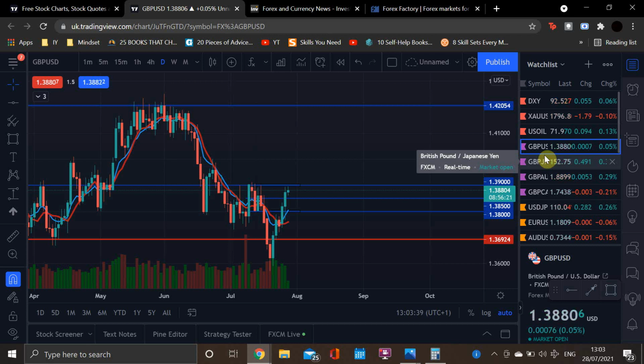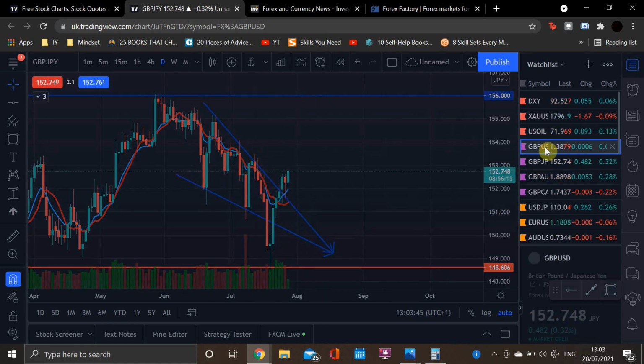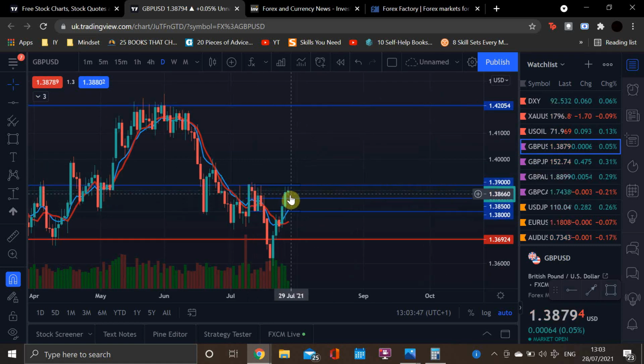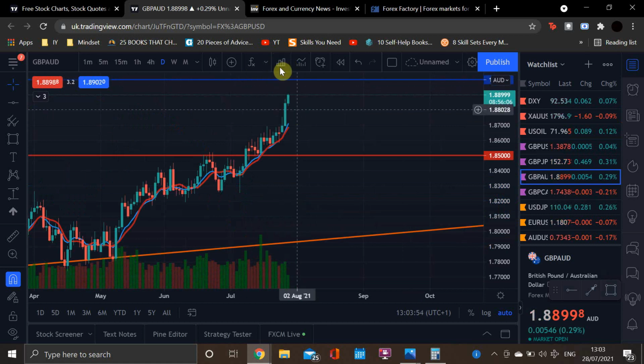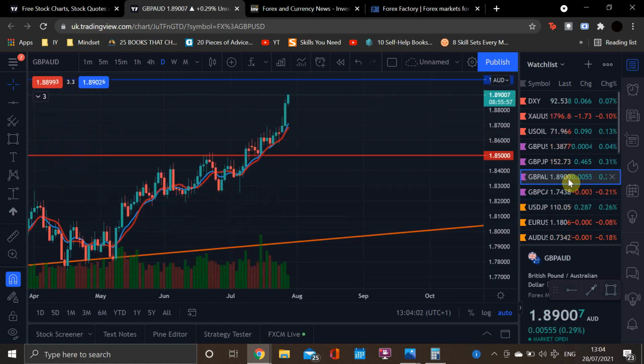And then the candles tell you everything, to be fair. Look, it's very strong against the Japanese yen. Against the US dollar, it's strong, but there's still US selling pressure. GBP AUD, very strong. And then GBP CAD kind of went down a little bit. But GBP pairs are quite interesting, definitely.